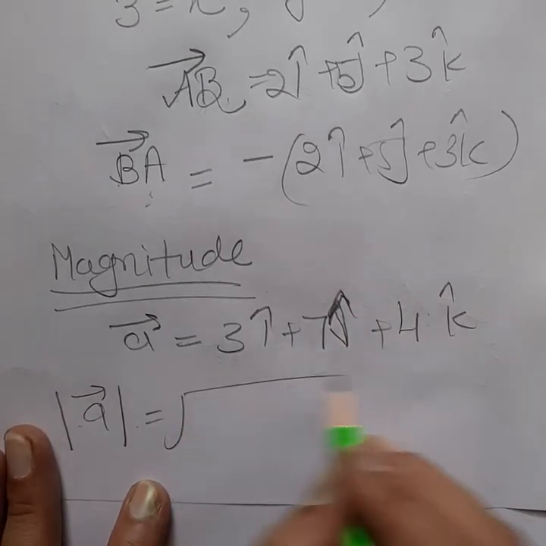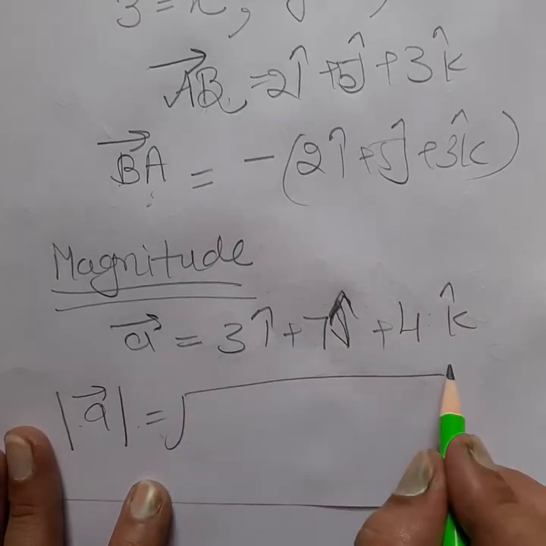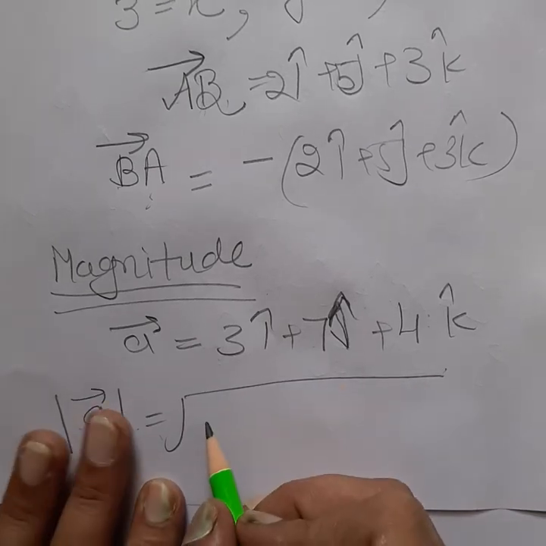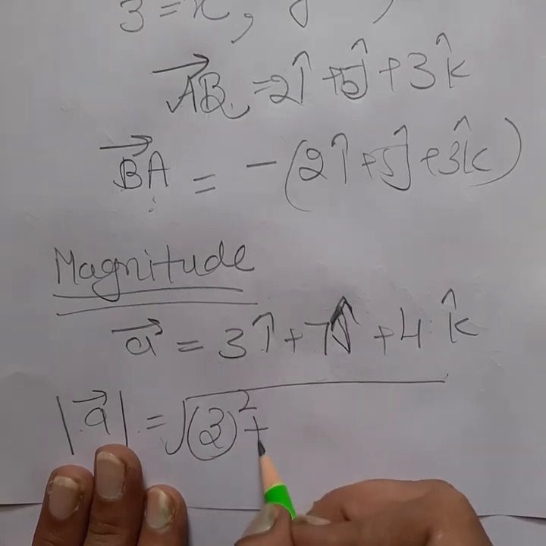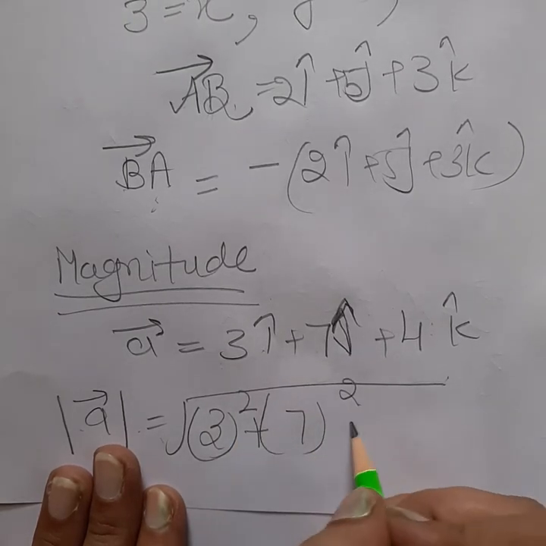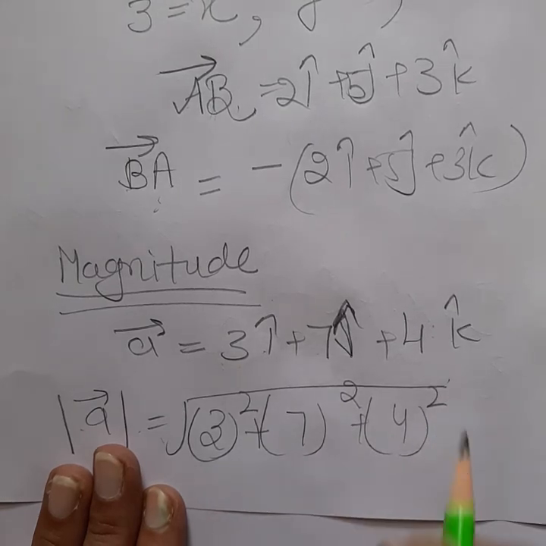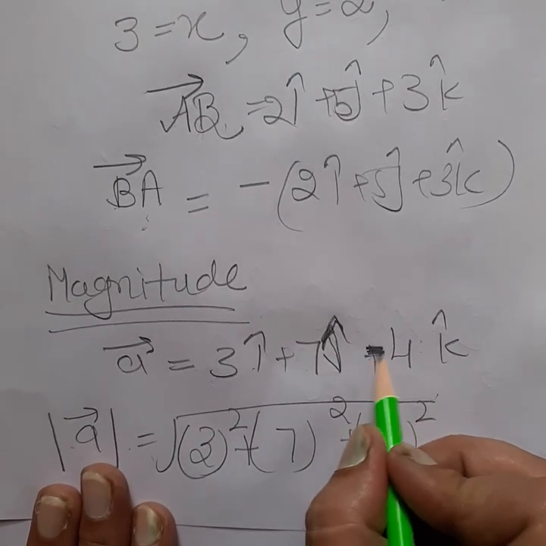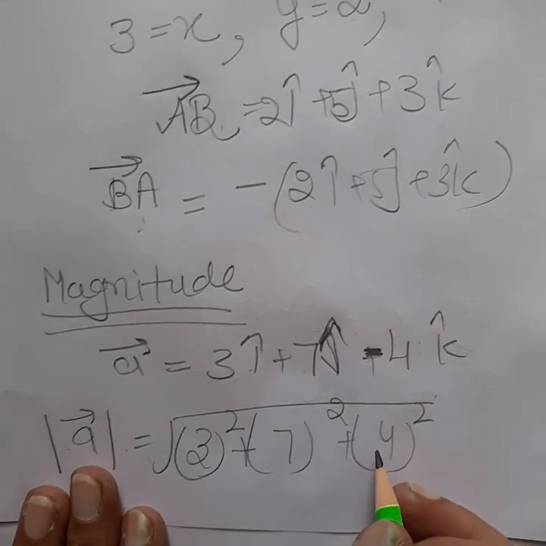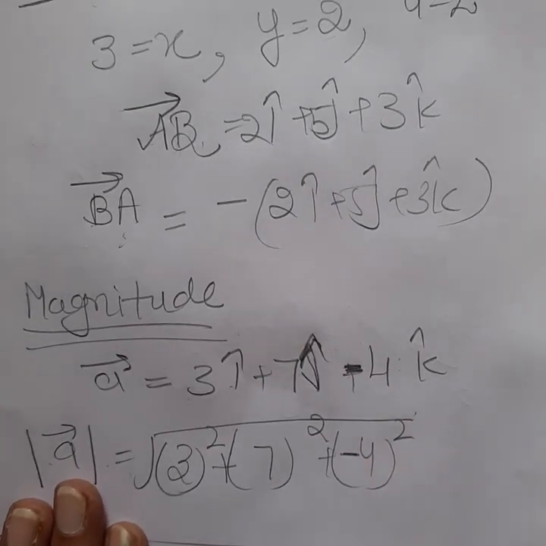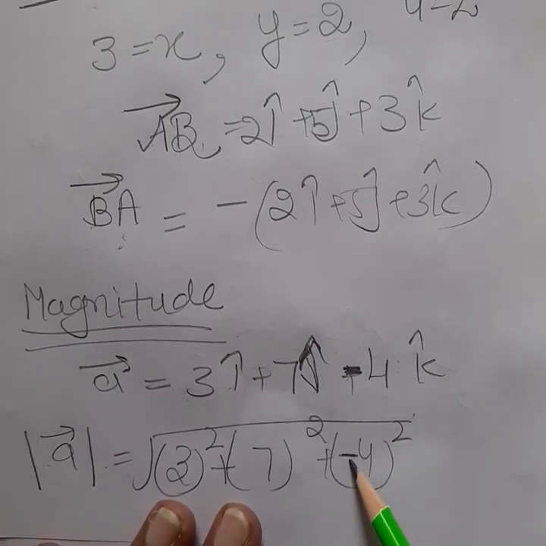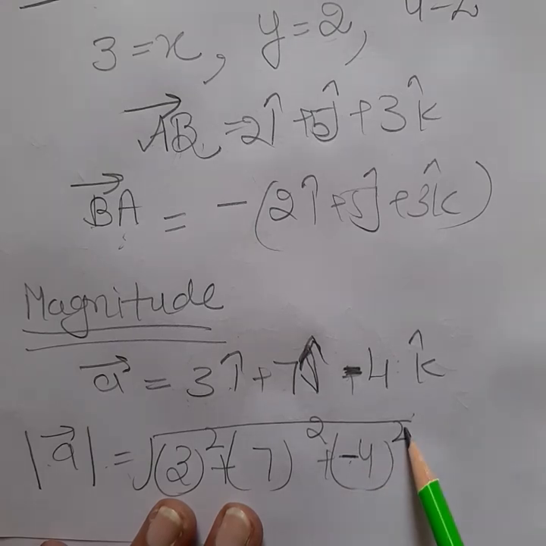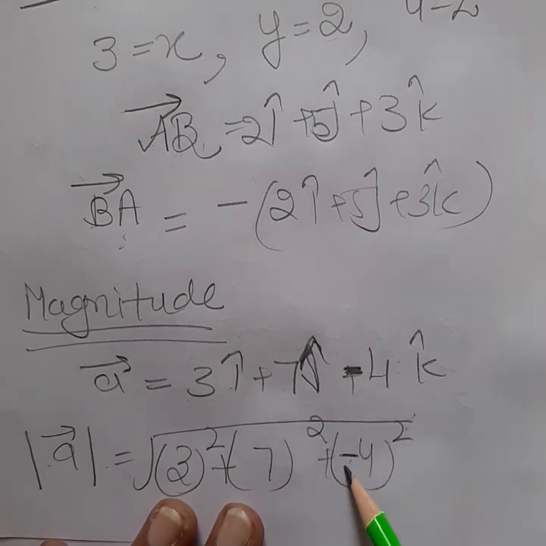To find the magnitude, first of all we write the sign of square root, and after that you square the coefficient of i, then 7 to the square and 4 square. Remember one point: if you have a negative sign in your vector, then write it within the braces, because within the braces, if you write minus to the square, then you know very well it takes the positive sign.